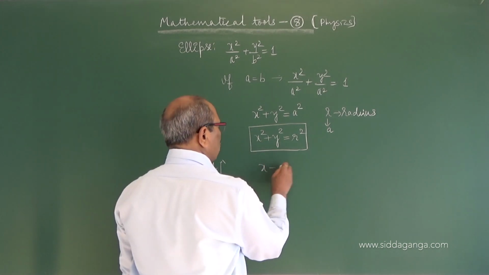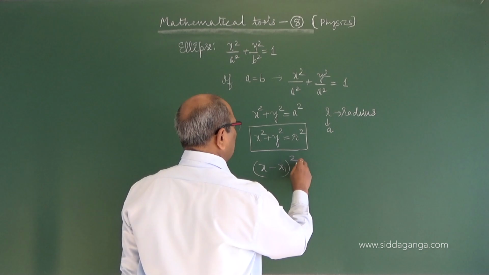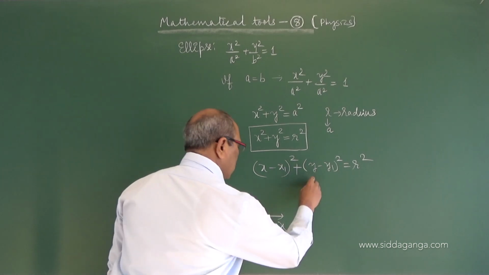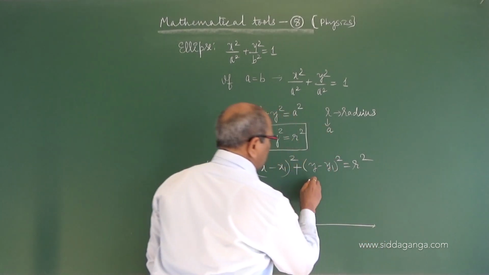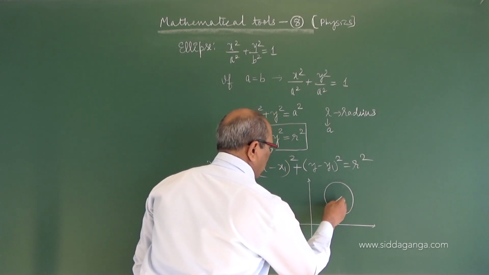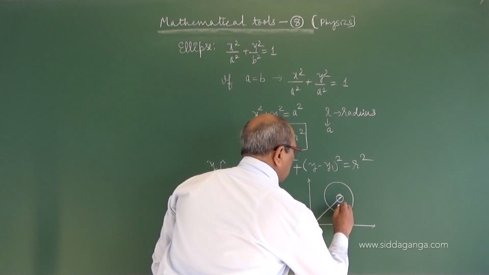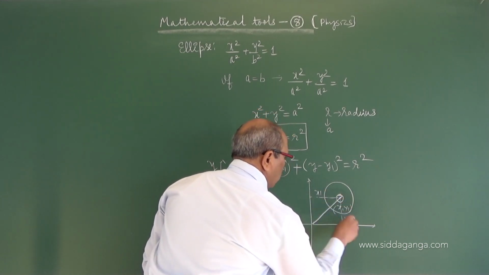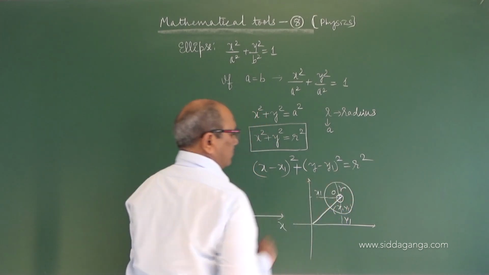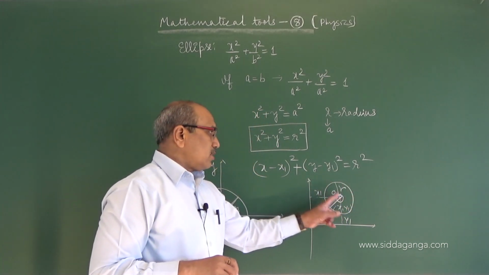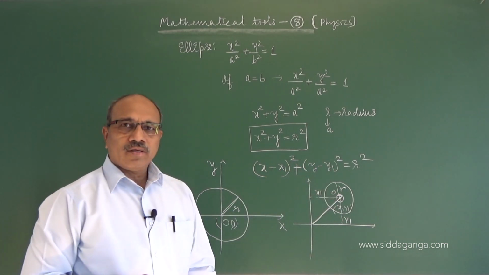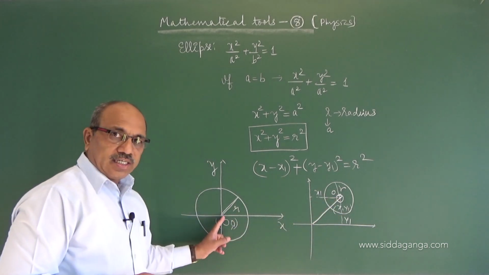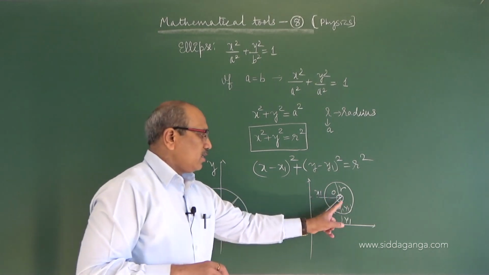And sometimes the most general equation is also used in mathematics: x minus x1 whole square plus y minus y1 whole square equal to r square. The center of the circle is not at the origin, so the center may be at some point with coordinates x1, y1, but the radius is r. The center of the circle has coordinates x1 and y1. We can represent it geometrically: the center of the circle is shifted to the point x1, y1.